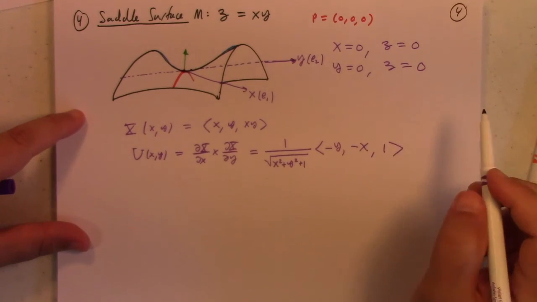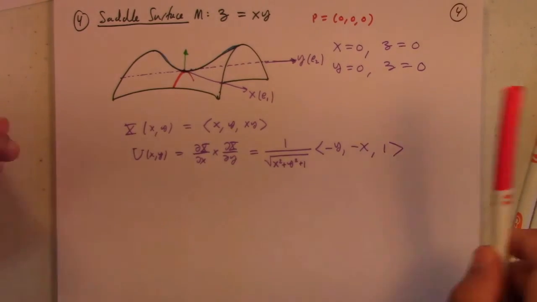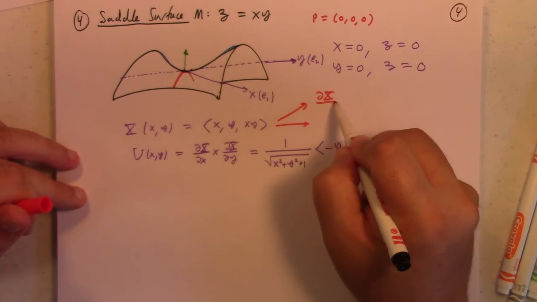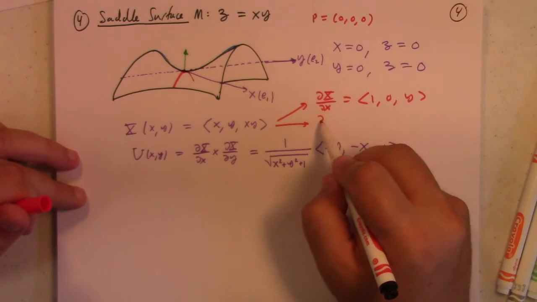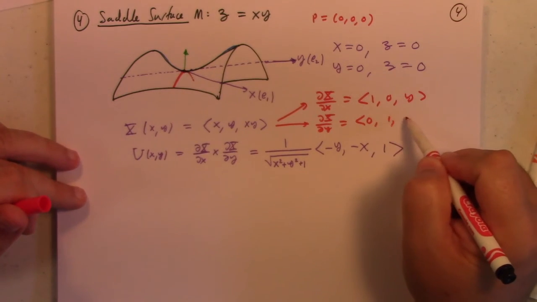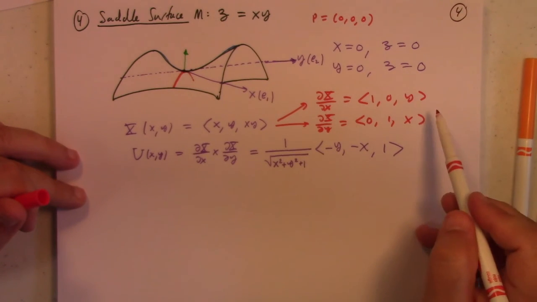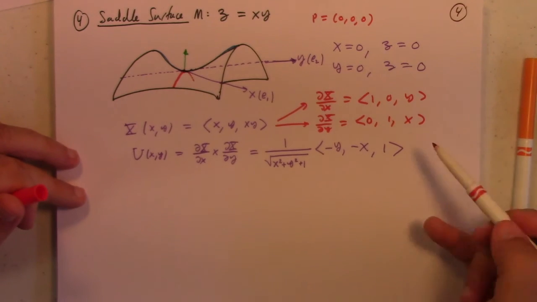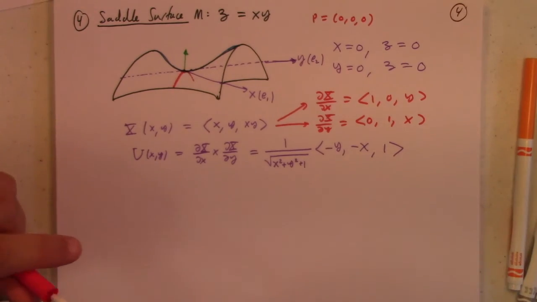It's easy enough to check that I must be right, because calculating the partial derivatives of the patch is not hard. Partial x is 1, 0, y. Partial y is 0, 1, x. If you take the dot product of partial x with this, you get minus y plus y, which is 0. And if you take the dot product of partial y with this, you get minus x plus x, which is 0. So this is in fact perpendicular, and as you can see, it's been normalized. So that must indeed be U.